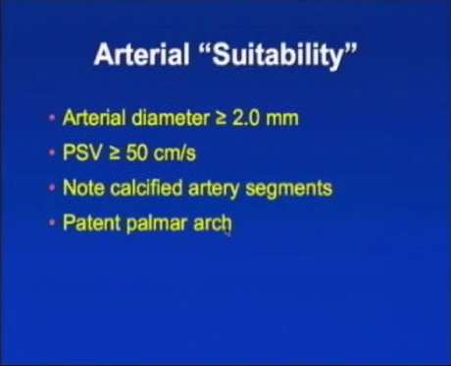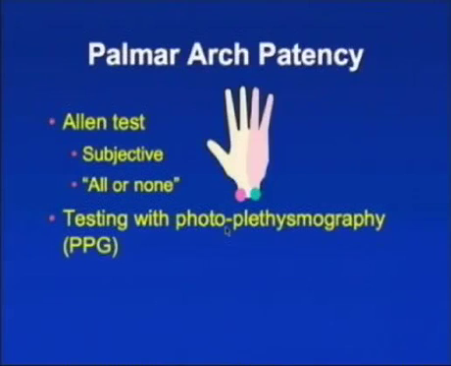And also, we'll test the patency of the palmar arch. The palmar arch can be tested subjectively by using the Allen test. That's a method in which we compress both the radial and the ulnar arteries and have the patient squeeze their hand a few times to exsanguinate blood out of the hand. And then we release alternately the radial artery, and then we repeat and release the ulnar artery, and we look for perfusion to be resumed within the hand.